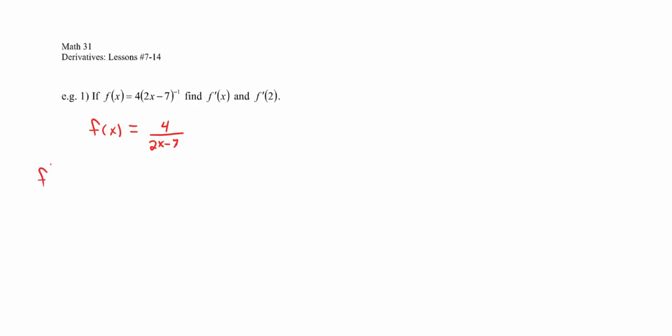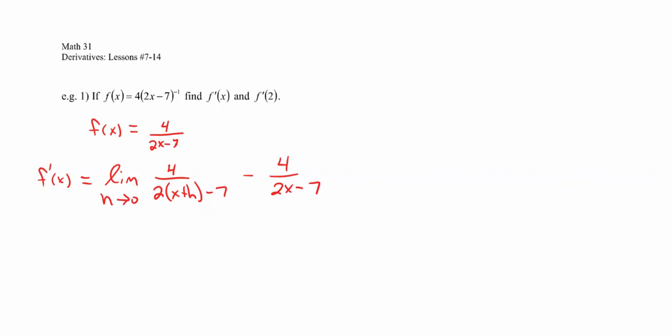The derivative of this would be the limit as h approaches 0. And then we're using our equation from before, right? This is first principles. So 4 over 2, and then instead of an x, right, I'm going to put in x plus h minus 7. Okay, and then minus, and then 4 over 2x minus 7.